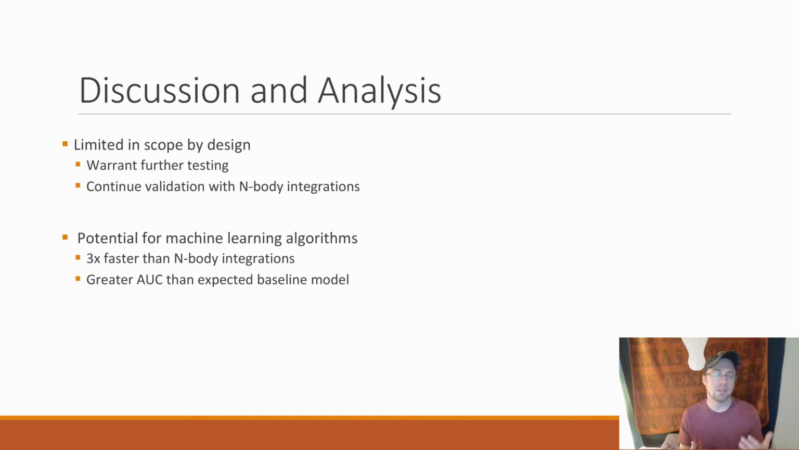I feel the authors were successful in showing the potential for machine learning algorithms here. They found that the algorithms produced results 3 times faster than the N-body integrations using the same data set. And as we saw in the graph just previously, it did produce a greater area under the curve than the expected baseline model. That said, it was limited in scope, and it was limited in scope by design, but it was limited, so it still warrants further testing. And barring further successes, it should still require further validation with N-body integration.